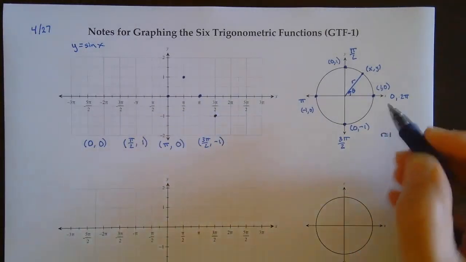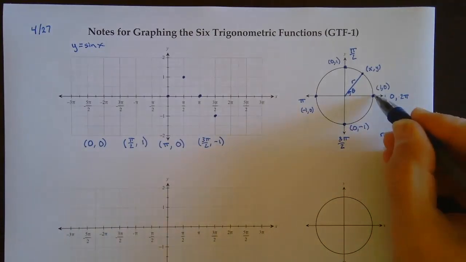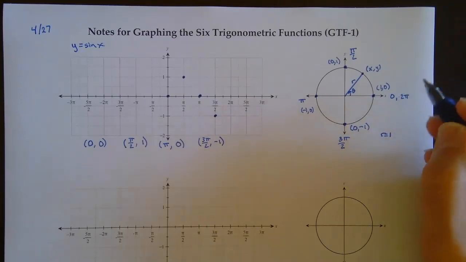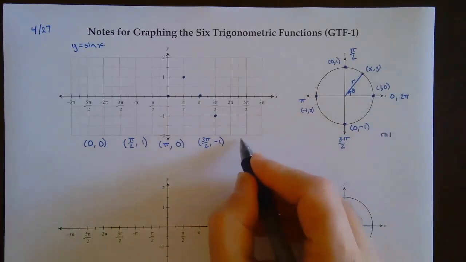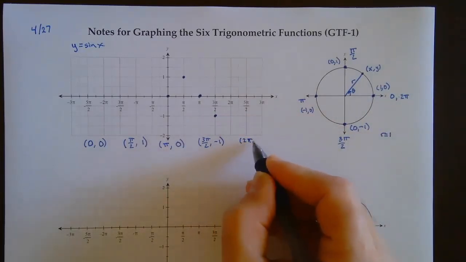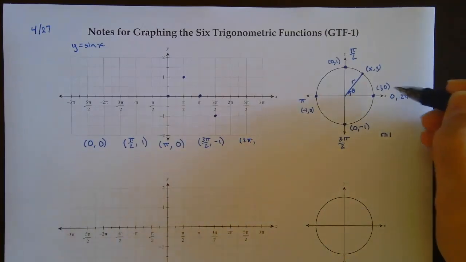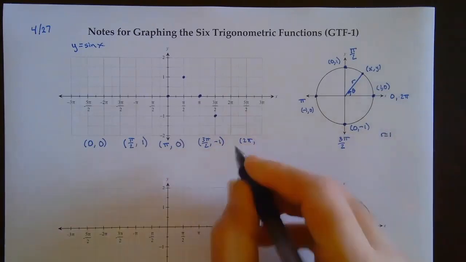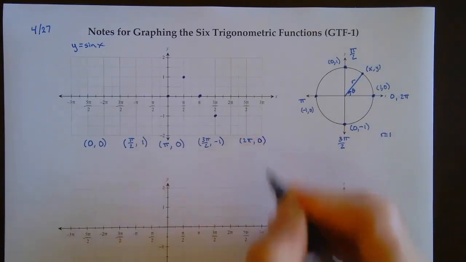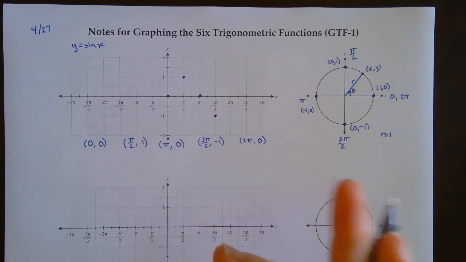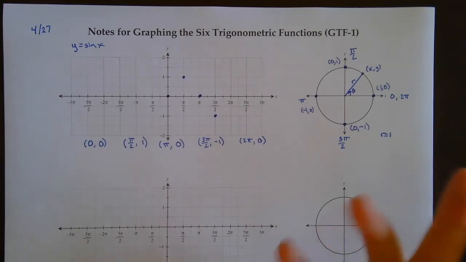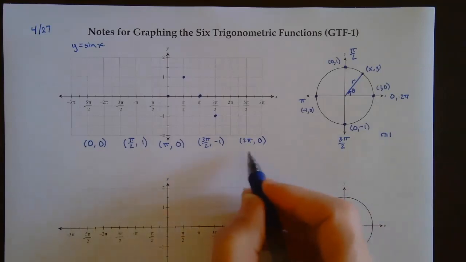Okay, and then I'm going to keep going to 2 pi. And at 2 pi, that would be the ratio of y to r still, right? So let me write 2 pi. And that would be my y coordinate, which is 0, over my radius, which is 1. So that'd be 0 over 1, which is 0. So that'd be 2 pi comma 0. And people call this the 5-point method. So we graph 5 points on this, okay? So 2 pi comma 0.